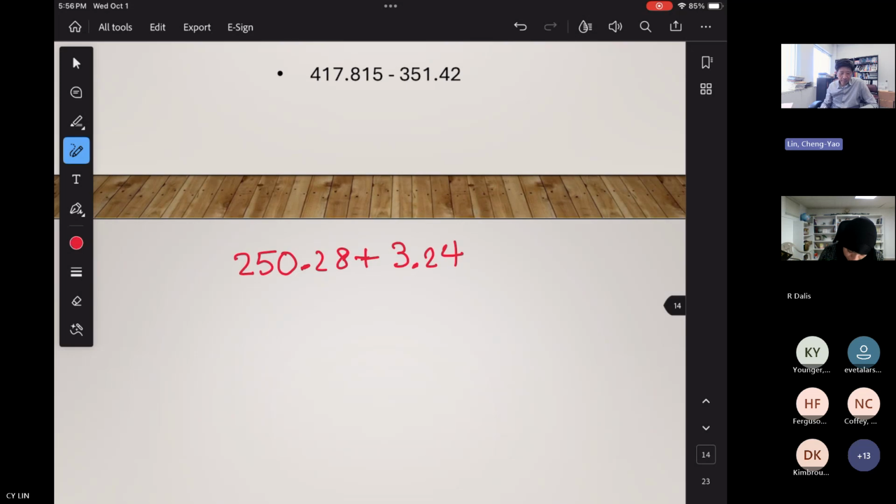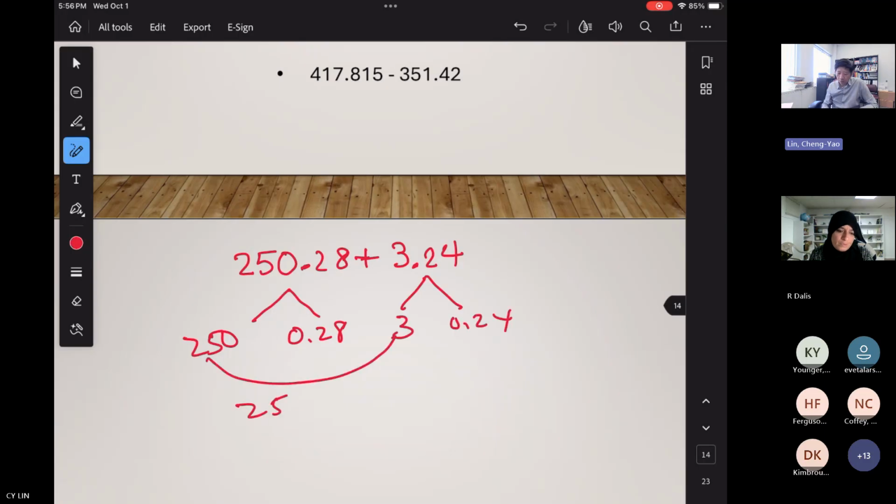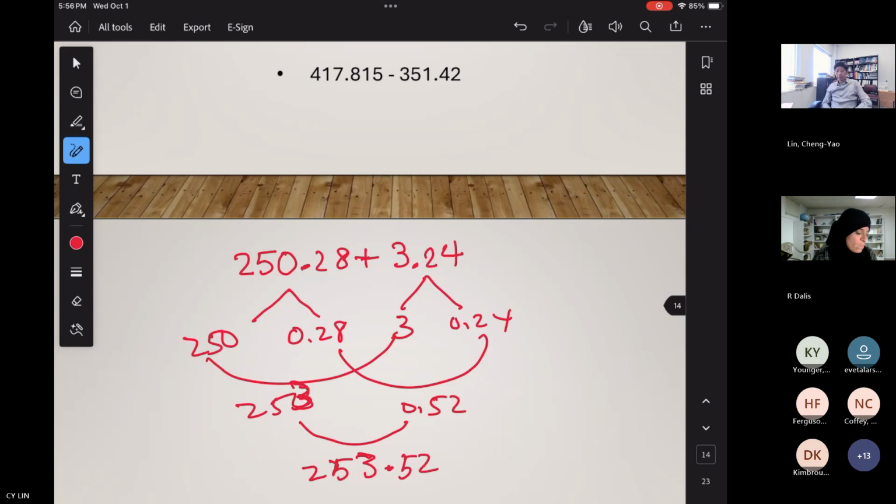All right, are we done? Yes. All right, very good. So I'm gonna decompose this as 250 and 0.28. And here's a 3 and 0.24, right? So this is a 250. This is 0.52. And then add together, it's 250 plus 3, 253. And then 0.52. Okay, right? Much quicker, right? Yeah, much quicker. All right.